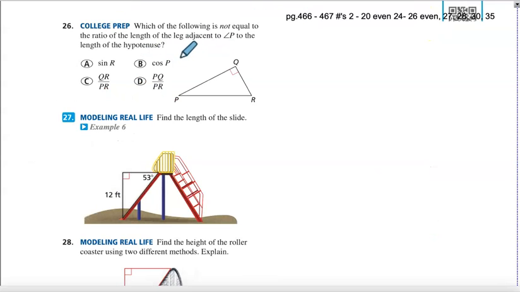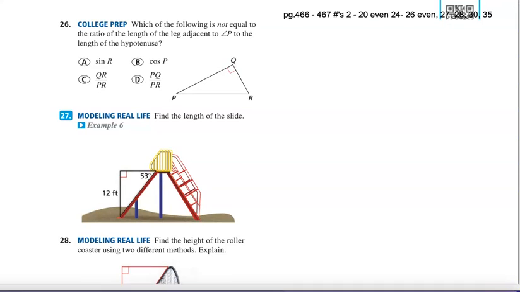Alright, number 26. 26 is a good one. Which of the following is not equal to the ratio of the length of the adjacent to angle P to the length of the hypotenuse? Okay, so I'm going to read this one more time carefully. Which of the following is not equal to the ratio of the length of the adjacent to P, so that's PQ, and the length of the hypotenuse, so PR. So anything that doesn't have that ratio should not work.